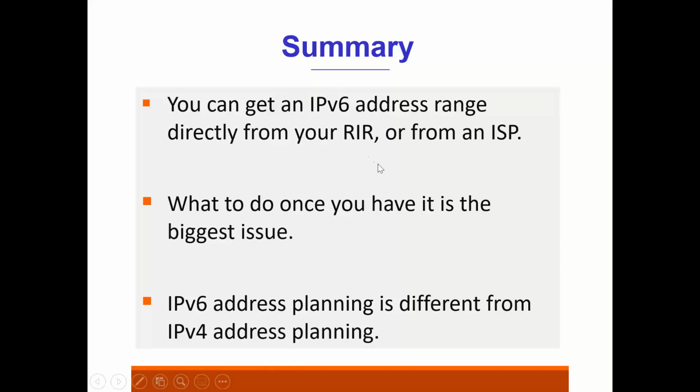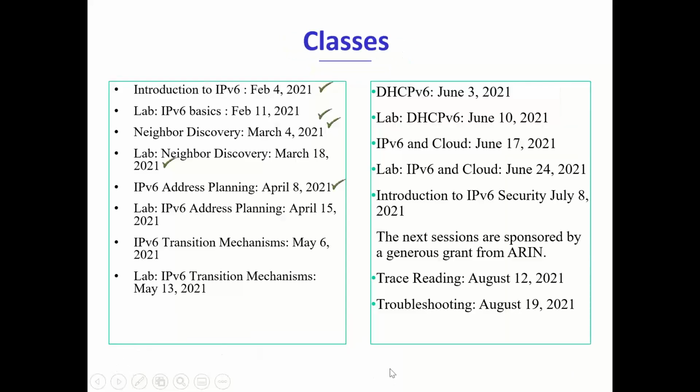So to summarize, it's easy enough to get a range. What you're going to do with it is the problem. There's so much leeway. They give you so much rope, you can hang yourself. So be careful. Monitor what you're doing. Go slowly. And don't just take your v4 address planning thinking and import that into IPv6. So next time, Michael will do the lab on address planning.